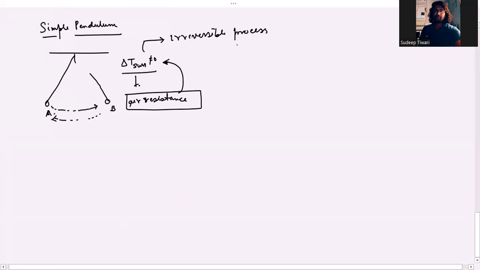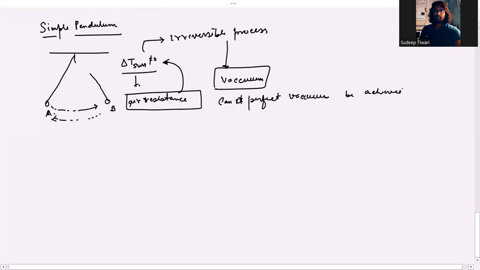Now, what is the way to make it a reversible process? I can put it into a vacuum. But can a perfect vacuum be achieved? Answer is no. There would always be some precision up to which a vacuum can be achieved. So therefore, experimentally also you can understand here. The first one was a thought experiment. Here I have given you another experiment. So always remember, a reversible process can only be idealized. It can never be achieved in practice.